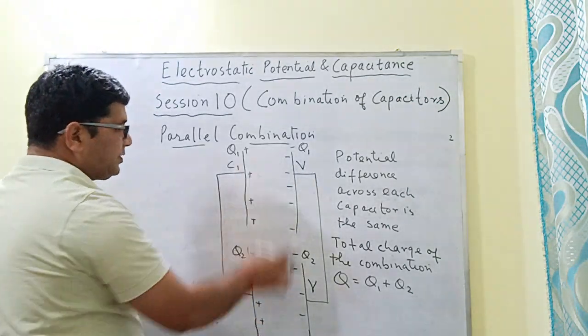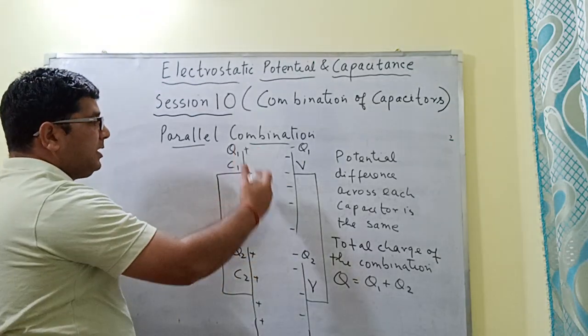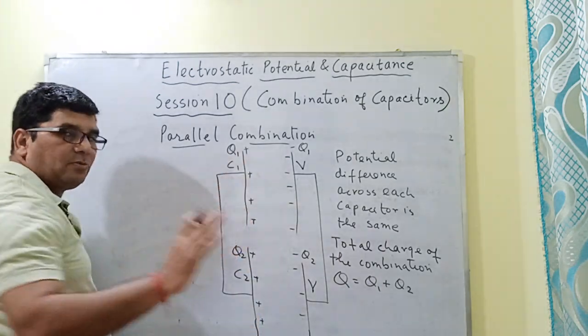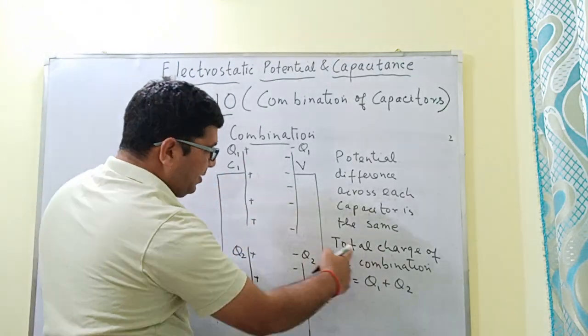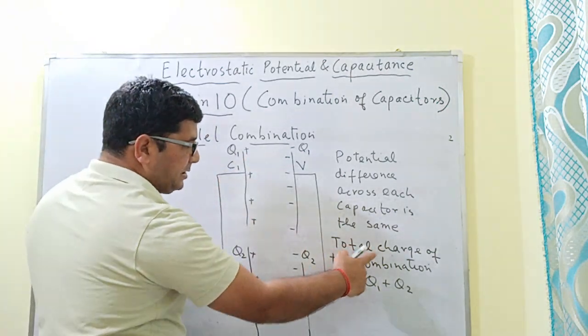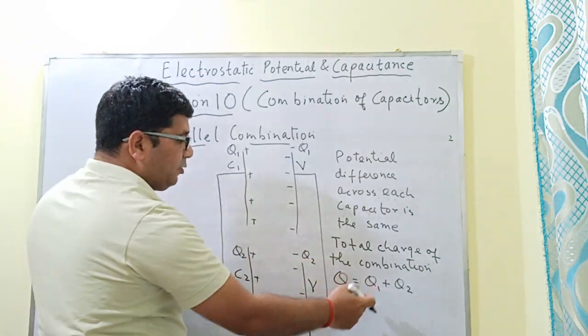So the total charge of this combination, I'm just trying to explain you the parallel combination with the help of this example in which I have taken only two capacitors. तो यहाँ पर टोटल चार्ज ऑफ द कॉम्बिनेशन क्या हो जाएगा, इस पे Q1 Q2, the total charge of the combination in the parallel arrangement will be equal to Q1 plus Q2.